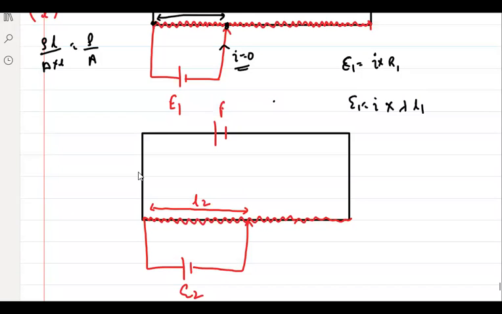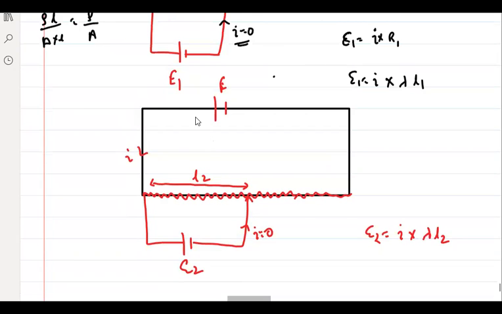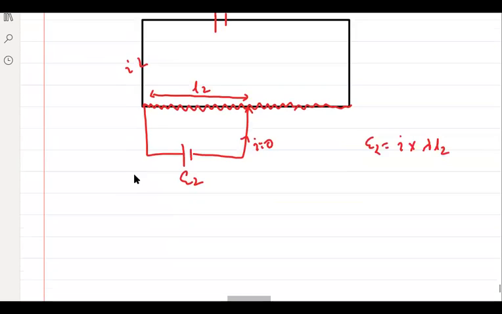Now, can I say that, sir, in this case E2 is equal to what? I, because current in this will become 0. I will be the same, right? Into lambda into L2, हाँ या ना? Everyone, yes or no? Raise your hand. ठीक है? I hope everyone is getting this. Now, suppose I want to find the ratio of E1 by E2. What can I do? Tell me, what can I do?